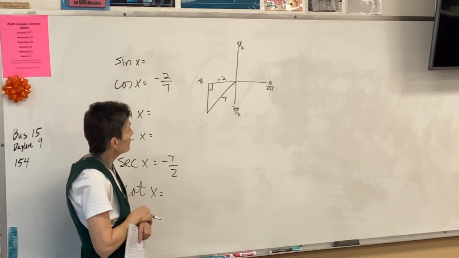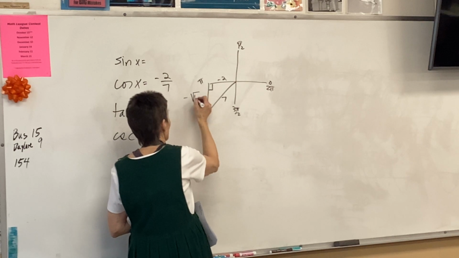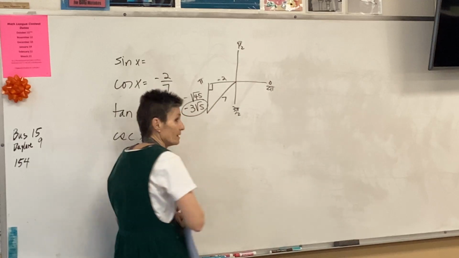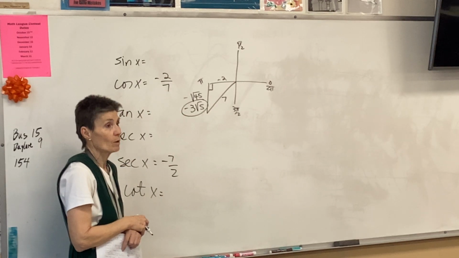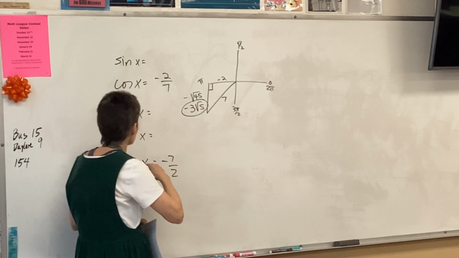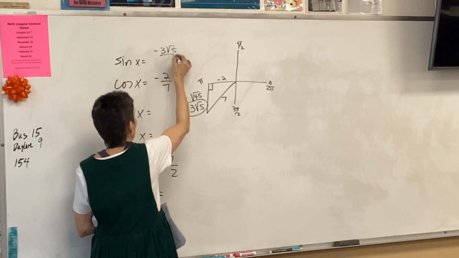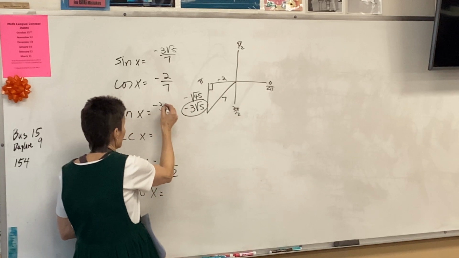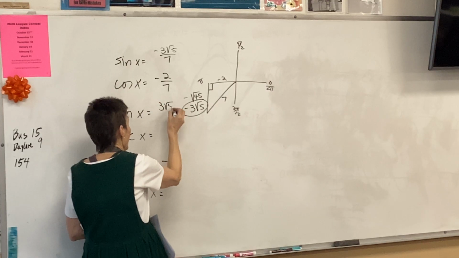So what will be, 3 root 5. It'll actually be negative square root 45, but Dana's right. That's 3 root 5, isn't it? 49 minus 4. And now we can just start filling things in. So sine is negative 3 root 5 over 7. Tangent is negative, actually it'll be positive 3 root 5 over 2.